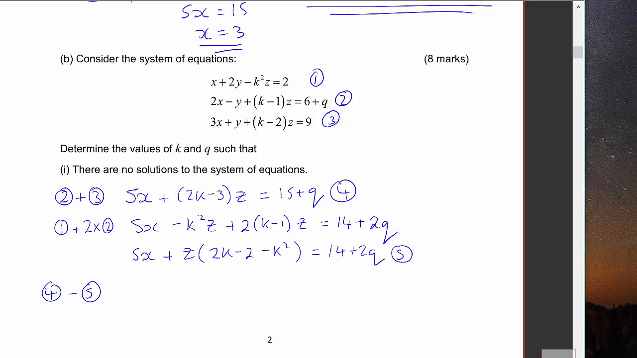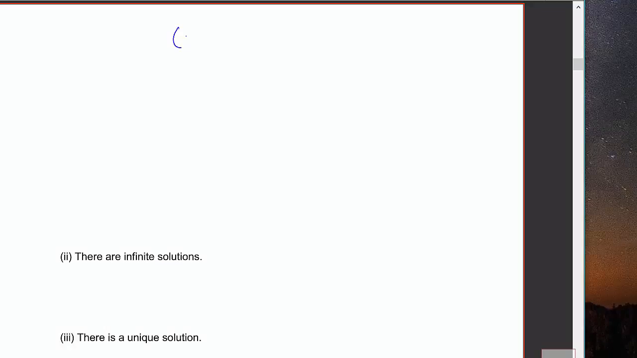So 2k take away 2k, they're going to go. Negative 3 take away negative 2, so that's going to give me negative 1z there. And then I've got no k squareds here, so it's going to give me plus k squared z. And 15 take away 14 is 1, q take away 2q is minus q. So what I have here is k squared take away 1z is 1 minus q. So let's just carry that onto the next page. So I've got k squared minus 1z is 1 take away q.